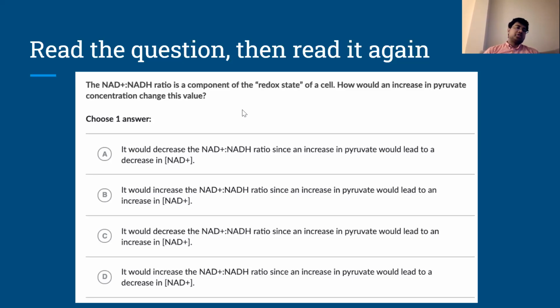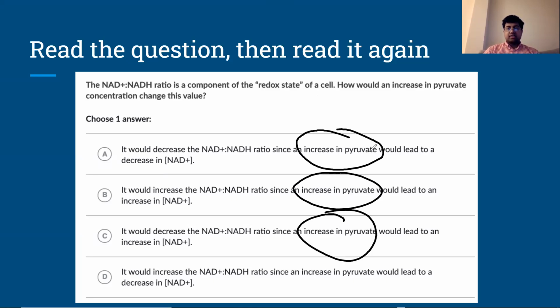I also wanted to highlight this question, which comes from Khan Academy, by the way, because of the answers. Notice, and this is going to be something that is key for all the sections, that there are three different components to the answers. You're either increasing or decreasing the ratio. There's an increase in pyruvate, and then there is an increase or decrease in NAD plus. So you have to notice that every single answer has this in common. Okay, so that's constant.